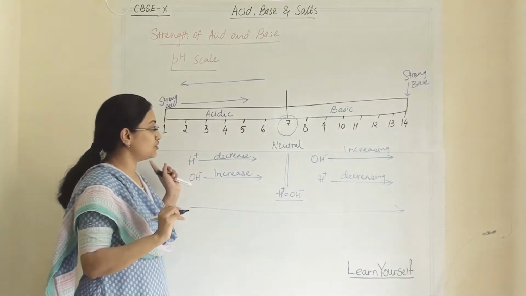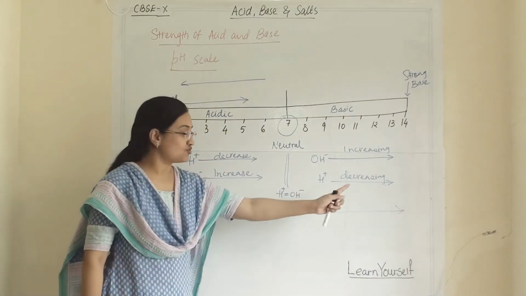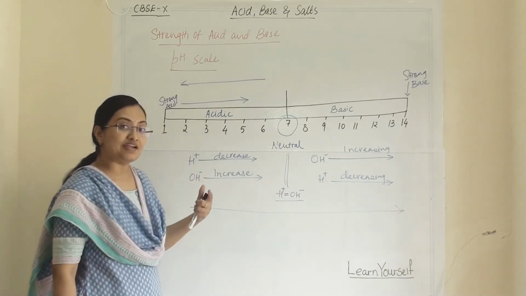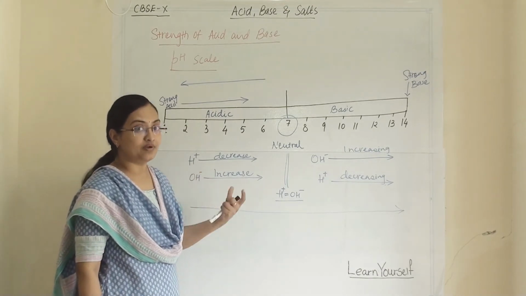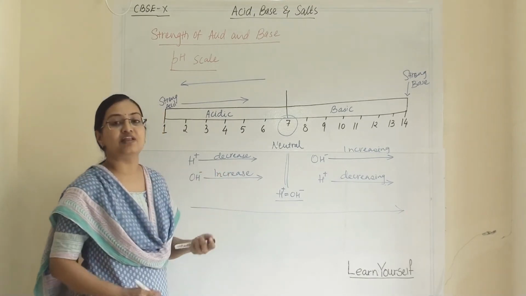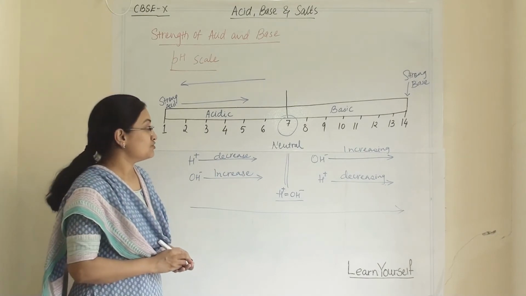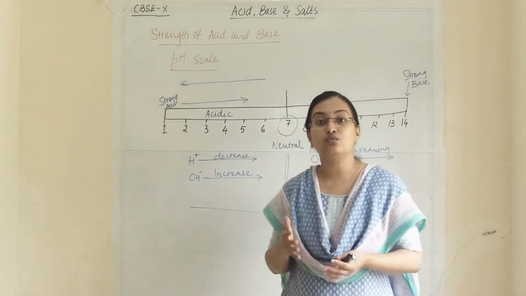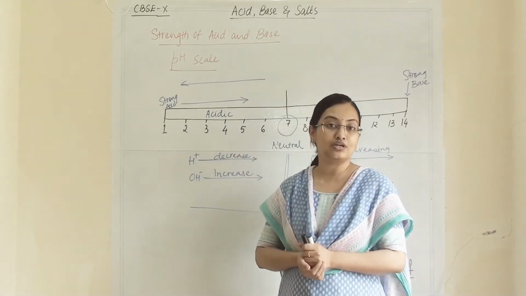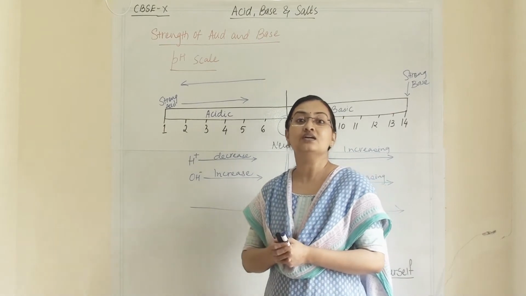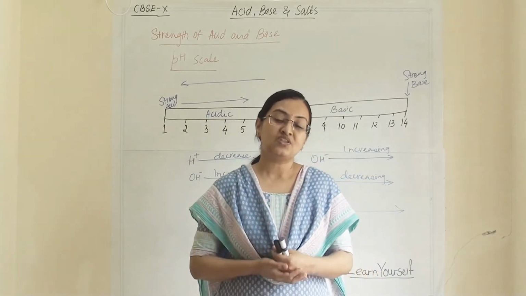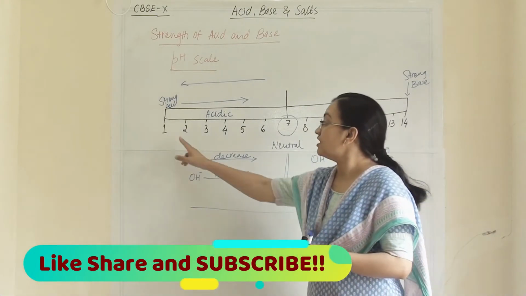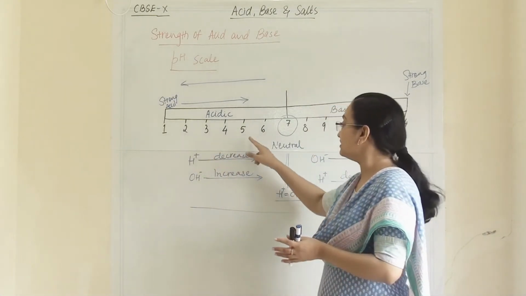So throughout the pH range, both ions will be present, but it depends on which ion is dominating; that character will reflect in that solution. So this is all about the pH range. Now how can we check the pH of a particular solution? For that we use a universal indicator. A universal indicator is an indicator that will show different colors throughout the range of pH.